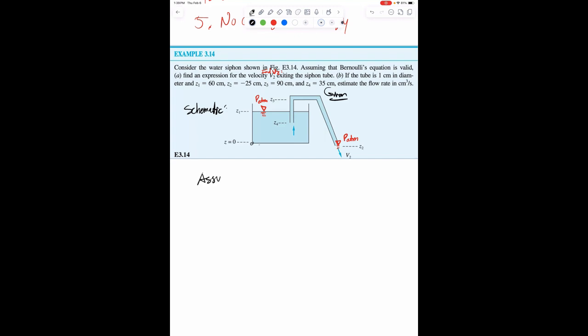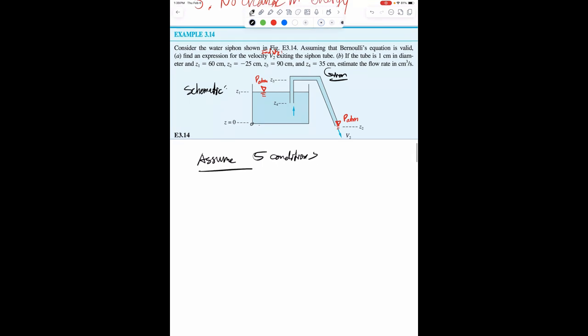assume those 5 things above. So therefore, if we assume that, internal energy plus kinetic energy plus potential energy at location 1 is equal to internal energy plus kinetic energy plus potential energy at location 2. Once again, those internal energies are just atmospheric pressure, so they'll just cancel.